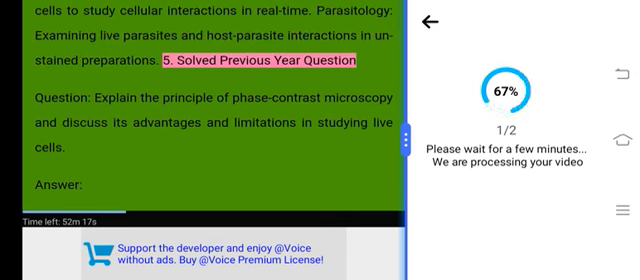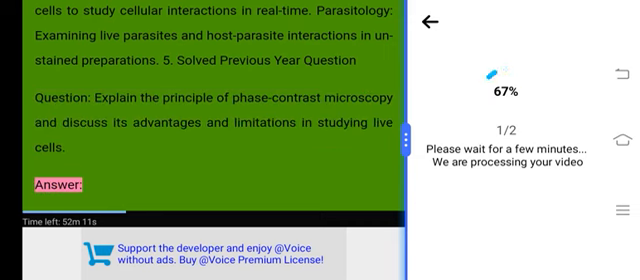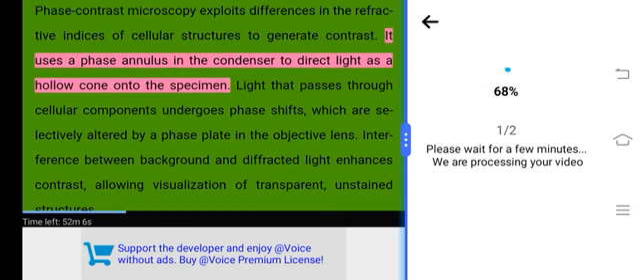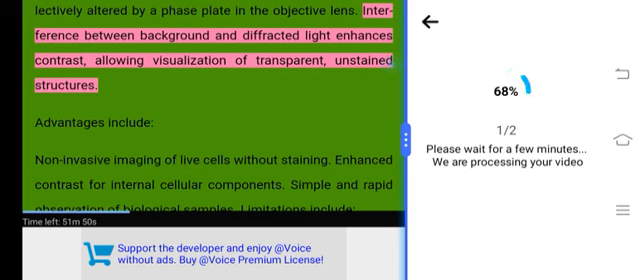5. Solved previous year question. Question. Explain the principle of phase contrast microscopy and discuss its advantages and limitations in studying live cells. Answer. Phase contrast microscopy exploits differences in the refractive indices of cellular structures to generate contrast. It uses a phase annulus in the condenser to direct light as a hollow cone onto the specimen. Light that passes through cellular components undergoes phase shifts, which are selectively altered by a phase plate in the objective lens. Interference between background and diffracted light enhances contrast, allowing visualization of transparent, unstained structures.